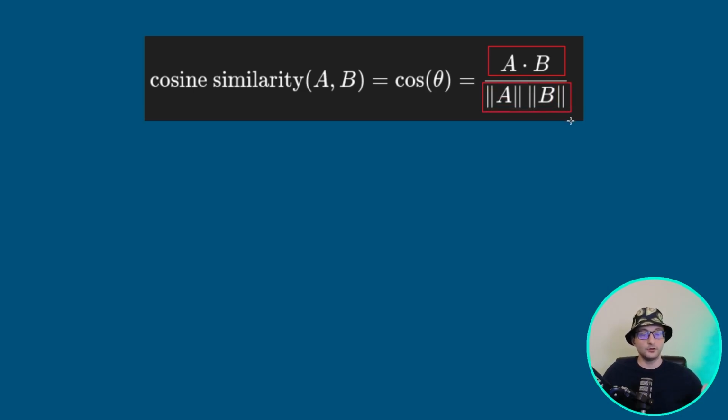Then you calculate the dot product of the magnitudes of the vectors. And magnitude, again, means length of the vector. You divide these two values, and that's going to be your cosine similarity value or metric.